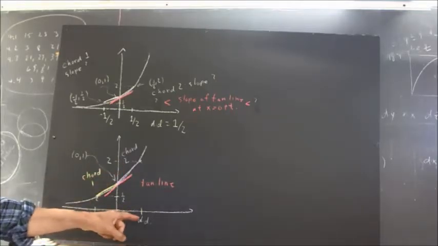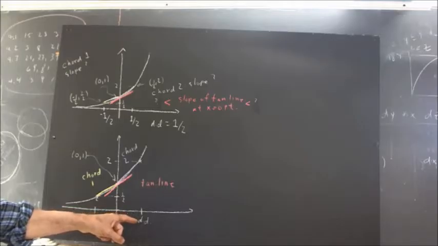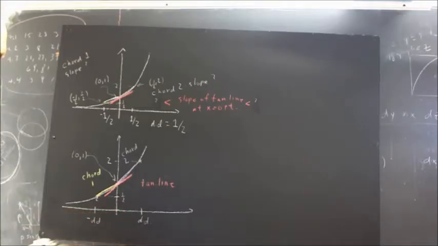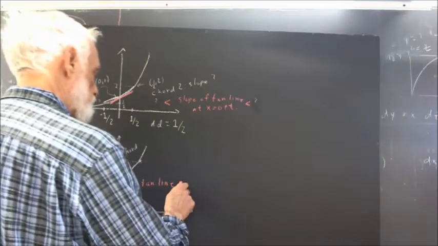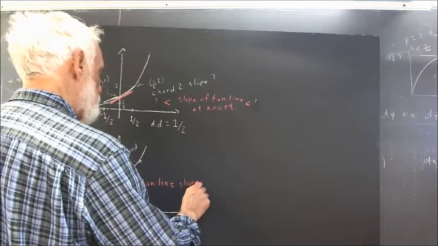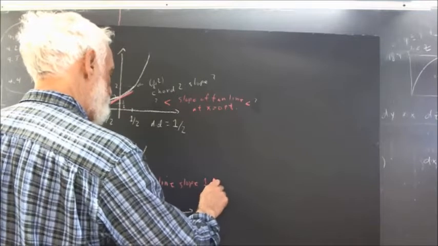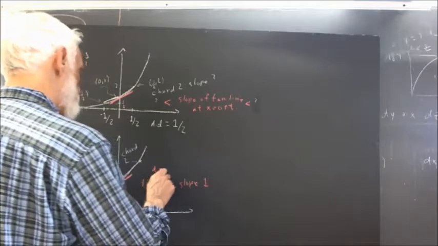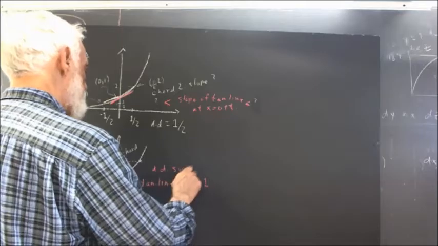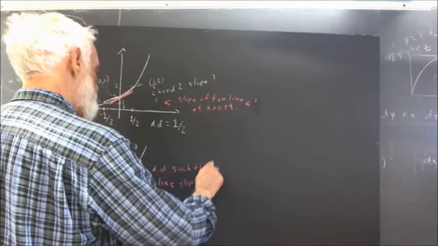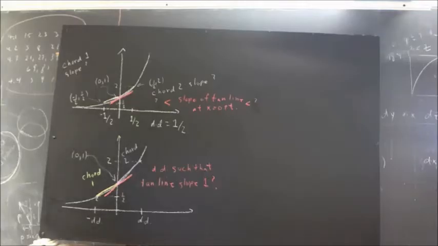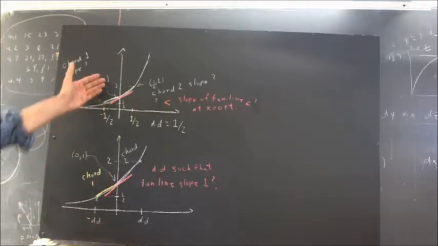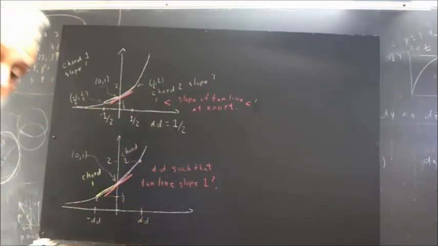The best way is to figure out the doubling displacement that gives you a tangent line slope as close to 1. So doubling displacement such that tangent line slope is 1, and there's a question mark. Okay, figure this out, then think about this question.